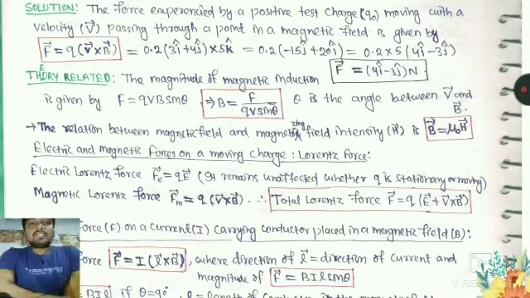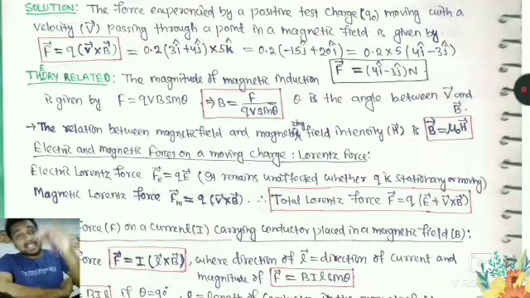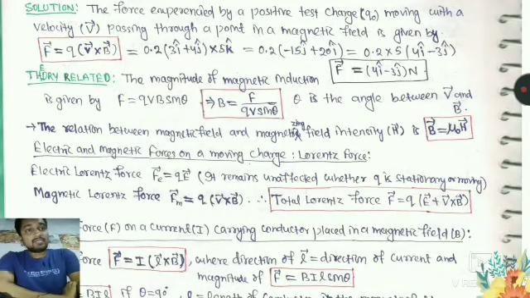Then the relation between magnetic field and magnetizing field. Magnetizing field is the field that magnetizes the magnet. B vector is equal to mu naught H. Mu naught is the magnetic permeability of free space, 4 pi into 10 to the minus 7.